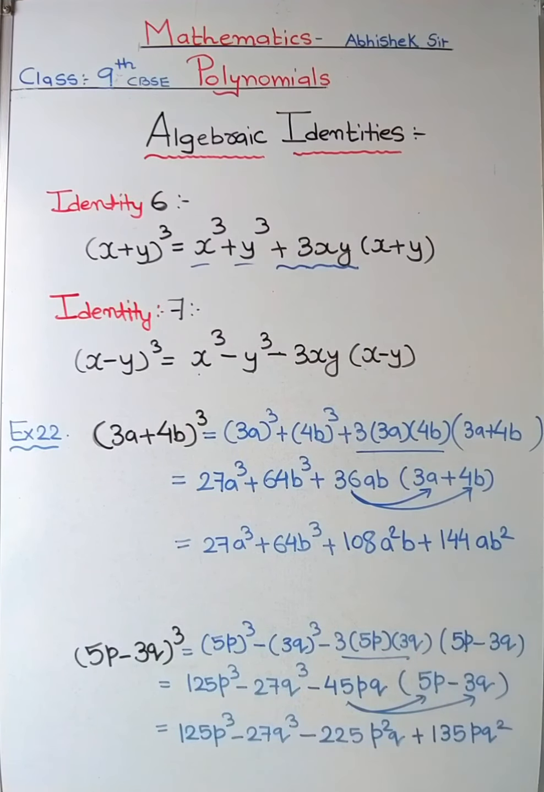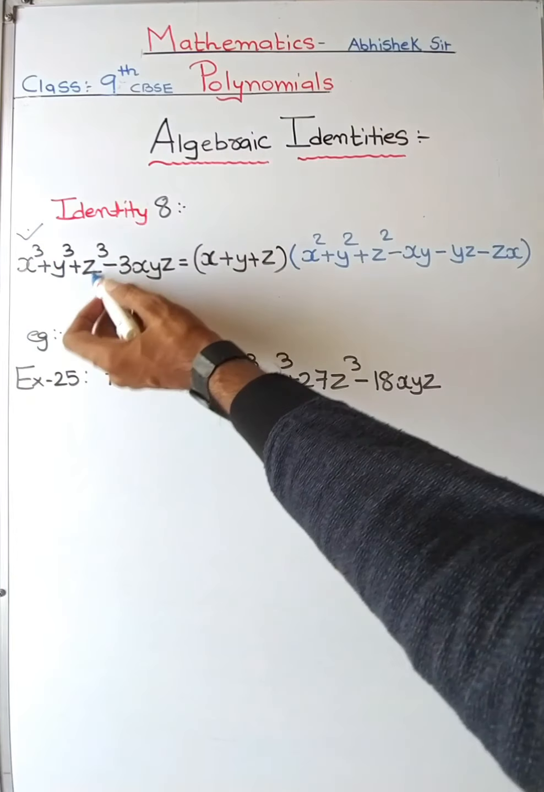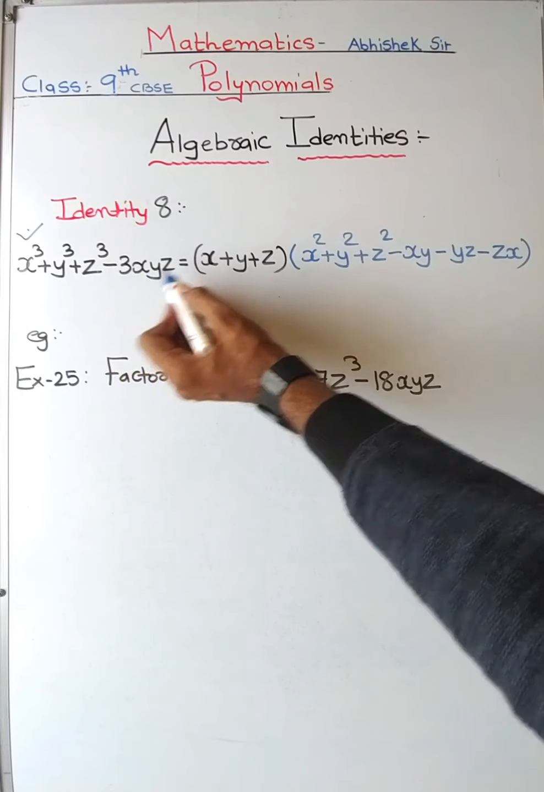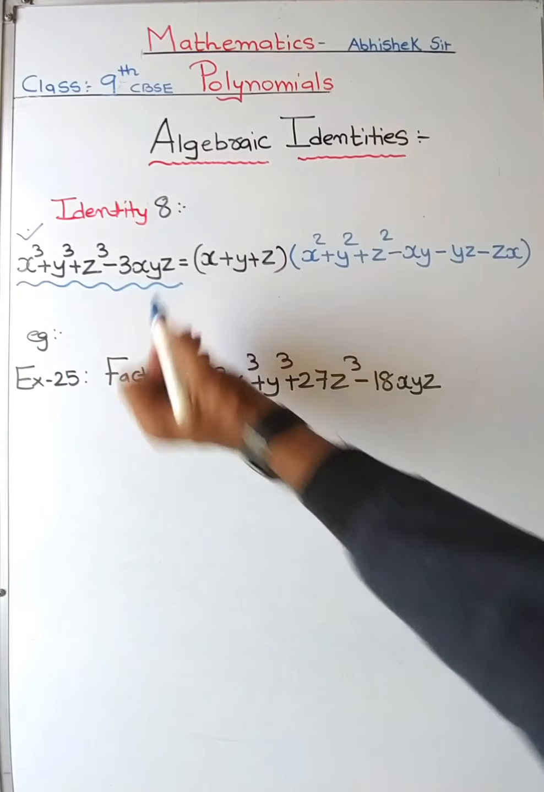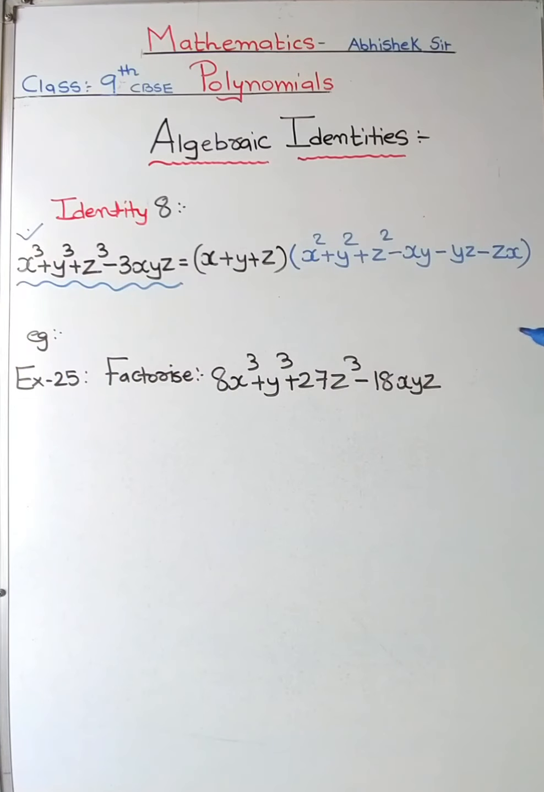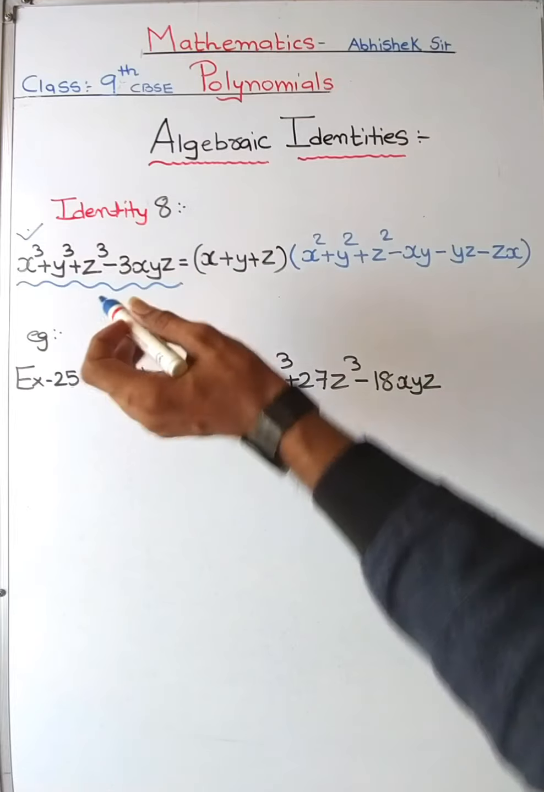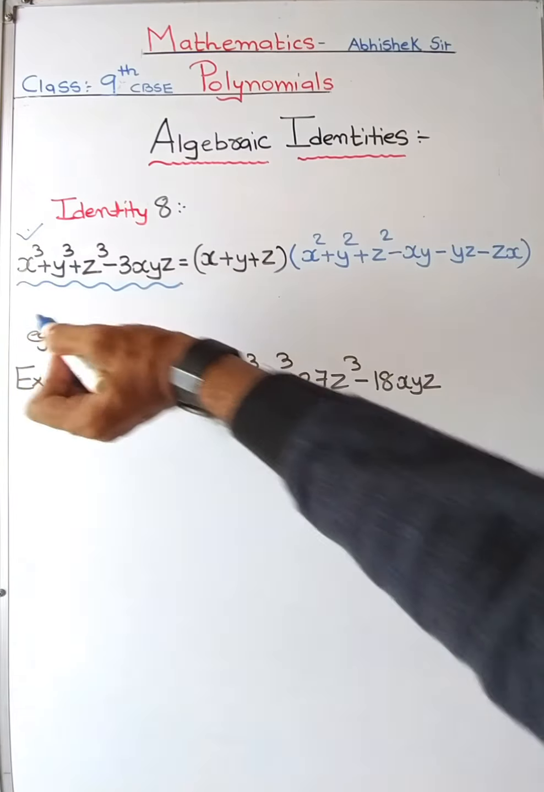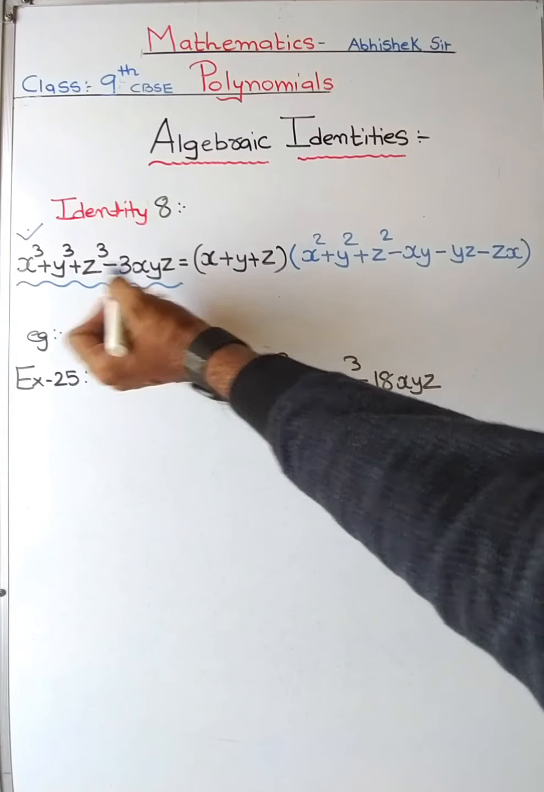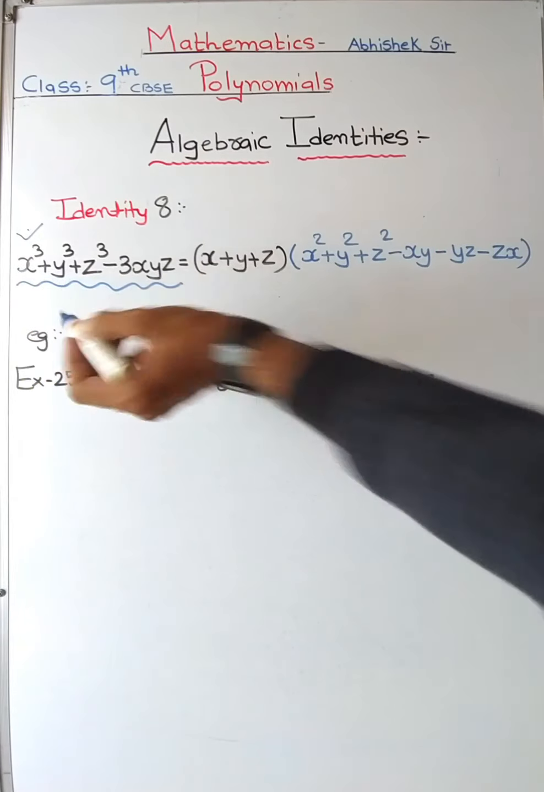Moving on to the last identity. The last identity, that is identity number 8. Now the 8th identity is x cube plus y cube plus z cube minus 3xyz. So we have to take care whenever we are solving any sums in exercise. If any question looks like this, we have to identify it first. Cube terms and only one term which is containing variables of first 3 terms.